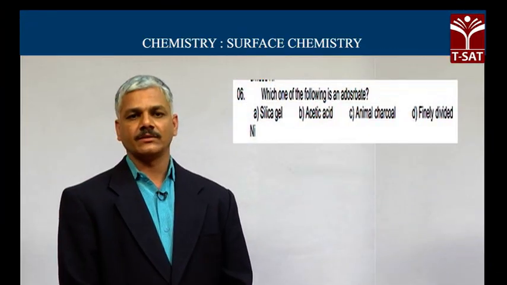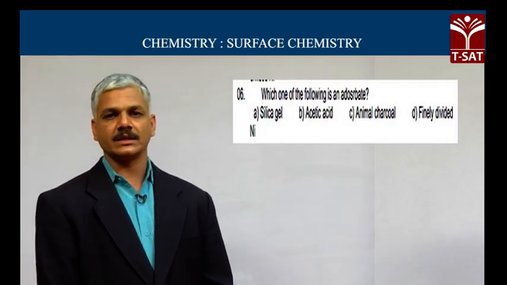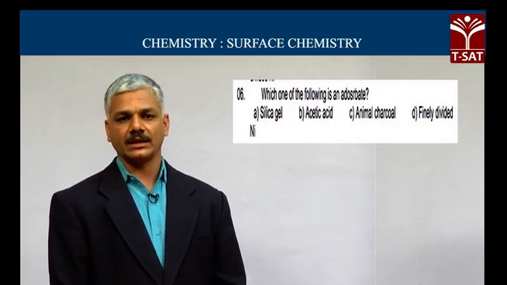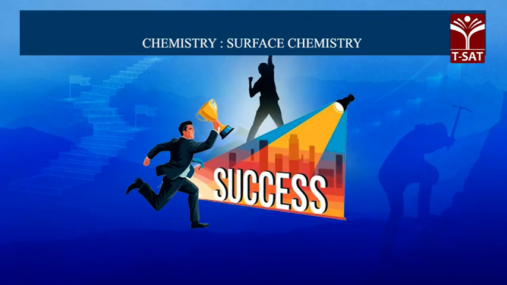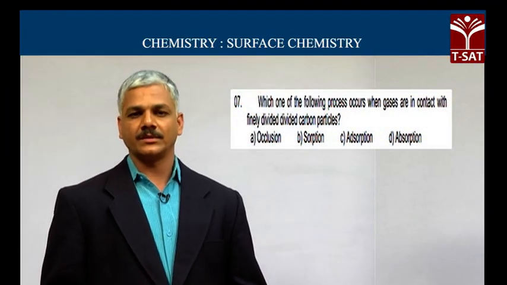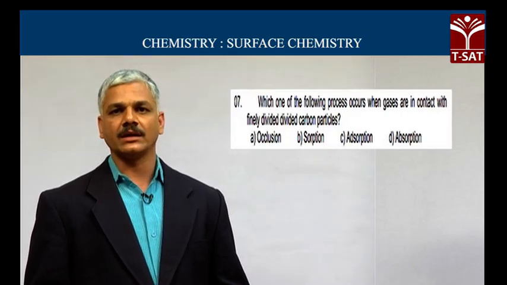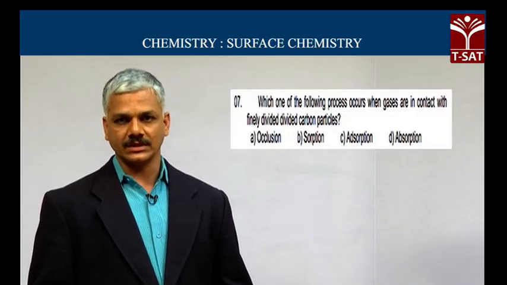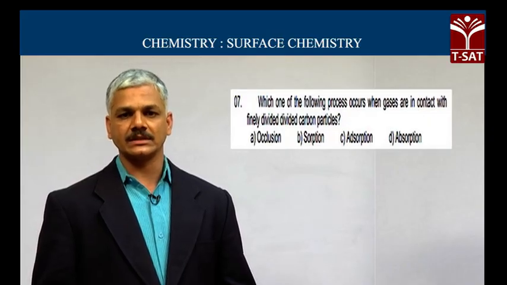Sixth question, which one of the following is an adsorbate? Given options are A. Silica gel, B. acetic acid, C. animal charcoal, D. finely divided nickel. Correct option is B, acetic acid. Seventh question, which one of the following processes occurs when gases are in contact with finely divided carbon particles? Given options are A. Occlusion, B. sorption, C. adsorption, and D. absorption. Correct option is C.